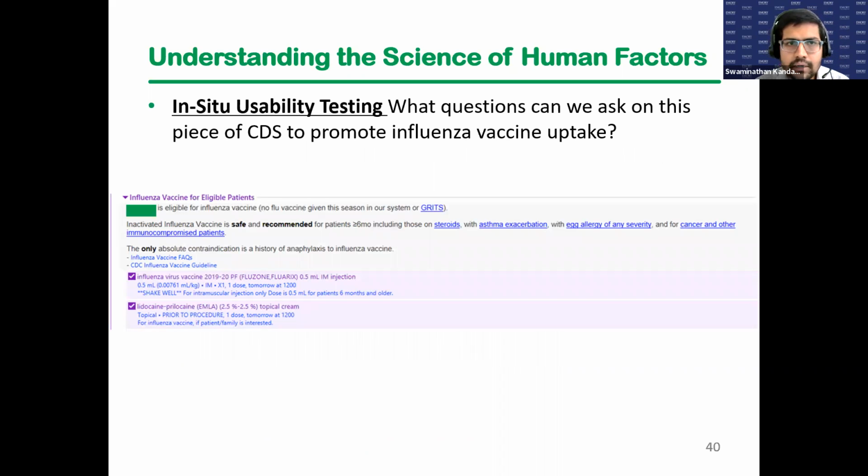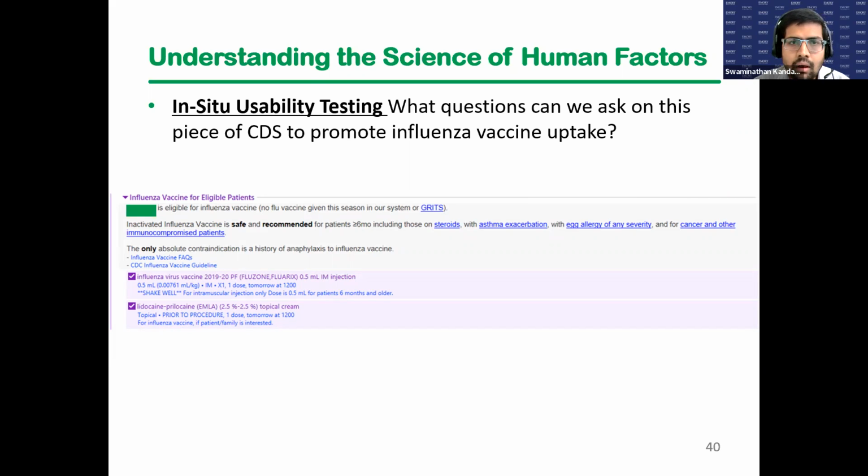And when we do usability testing, we want them to use a piece of decision support that we have built, and we observe them do something with it. And then at the end, we ask them for feedback. There are questions that we can ask them on the CDS itself.